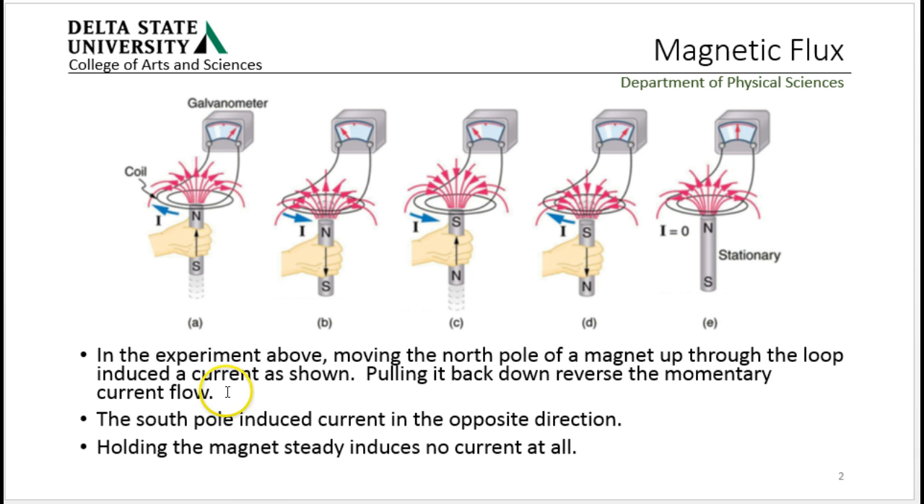First, we're going to look at this experiment. If you move the north pole of the magnet up through the loop of wire as shown, this induces a current in this direction. Once you bring the magnet to a stop, the current stops. If you then begin moving the magnet back down, as in step B, it then causes a current to flow in the opposite direction.